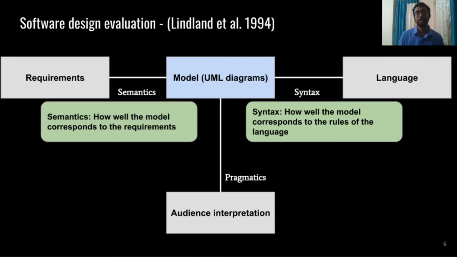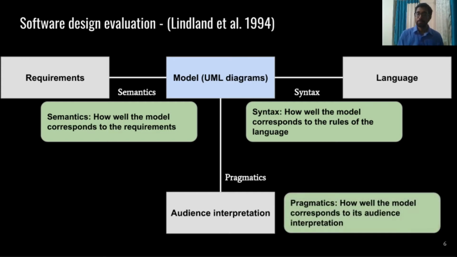By semantic quality, we mean how well the model corresponds to the requirements. In other words, are all the requirements being correctly mapped to the UML diagrams, and is there something in the UML diagrams which is not there in the requirements? And thirdly, by pragmatics, we mean how well the model corresponds to its audience interpretation. For example, are the UML diagrams readable? Are they easy to understand? And so on.